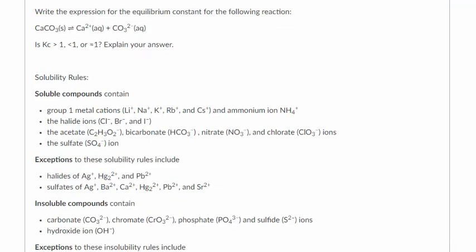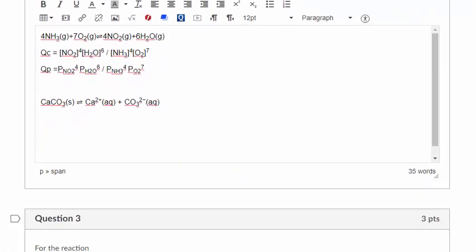So the second part of our question, write the expression for the equilibrium constant for the following reaction. And is Kc greater than 1, less than 1, or approximately equal to 1? Explain your answer. Well, here, and I've inserted the Qp as well, just so you can see that. Now we're asked for the K. So the equilibrium constant K is going to be the product of the concentration of our products divided by the product of our reactants. And I'm using product here both in the chemical and the mathematical sense, but this is our K here.